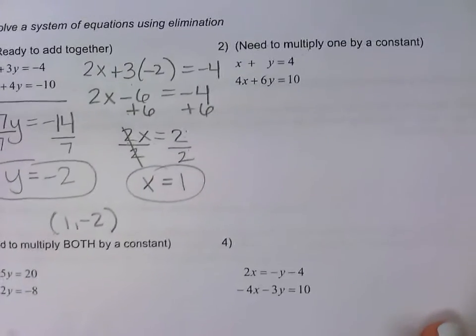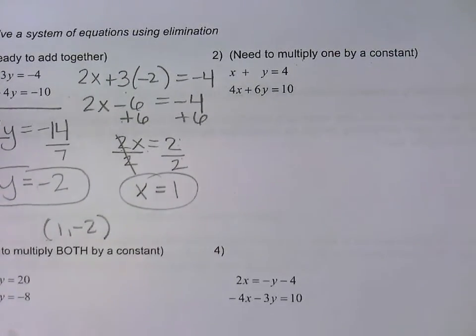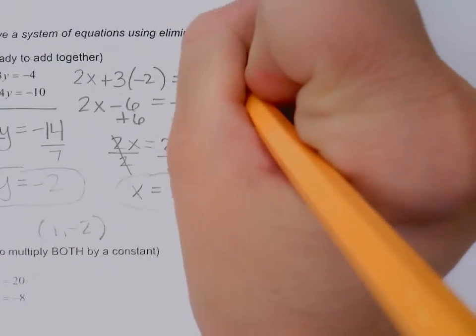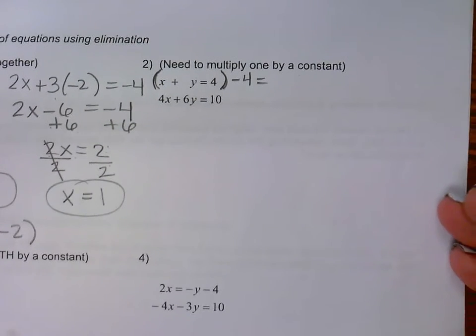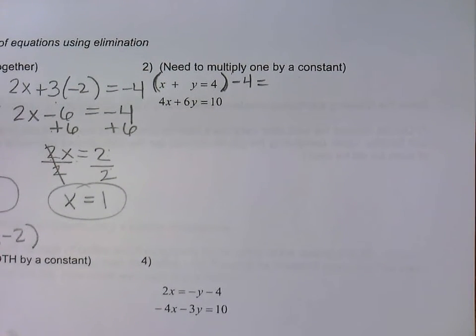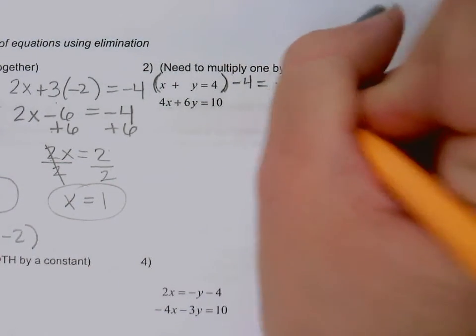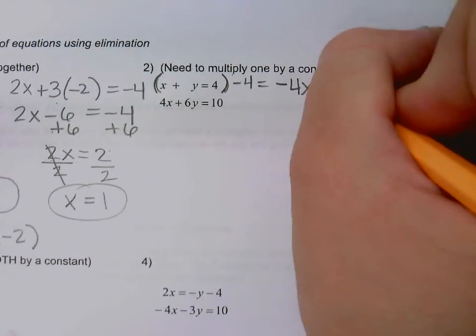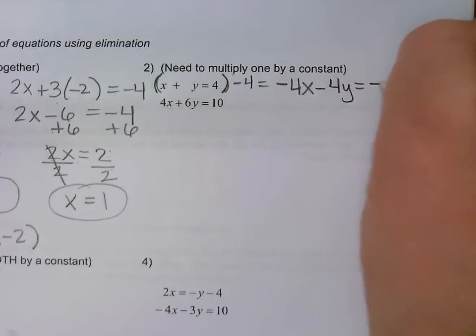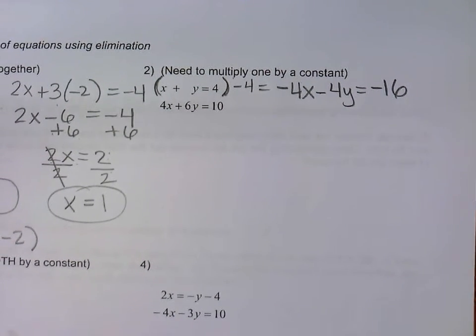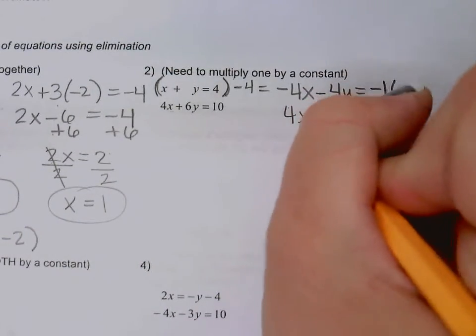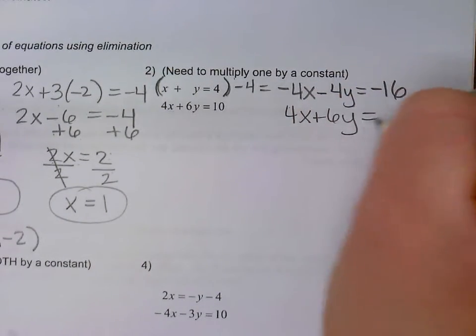I'm going to multiply the top equation by negative 4. Can anyone figure out why I would multiply this top equation by negative 4? It'll cancel out my x's. So you've got to pick either x's or y's. Now I'm going to have negative 4x minus 4y equals negative 16 for the top equation. And I'm going to keep my bottom equation the same. 4x plus 6y equals 10.